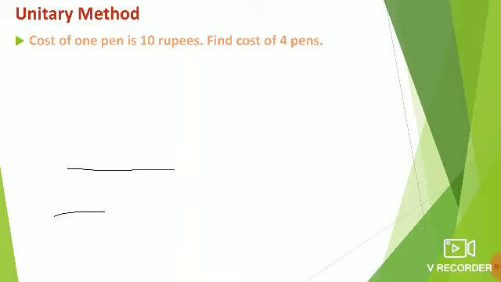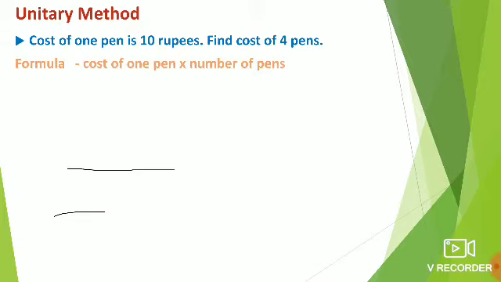Understood? It is very easy. So let's take one example for it. If the cost of one pen is 10 rupees, then find the cost of 4 pens. Meaning from the cost of one pen, we have to find out the cost of 4 pens. So which formula can we use for it? The cost of one pen multiplied by the number of pens. So the cost of one pen is 10 rupees. Then what will be the cost of 4 pens? 10 into 4, 40 rupees. Okay. So this is our answer.